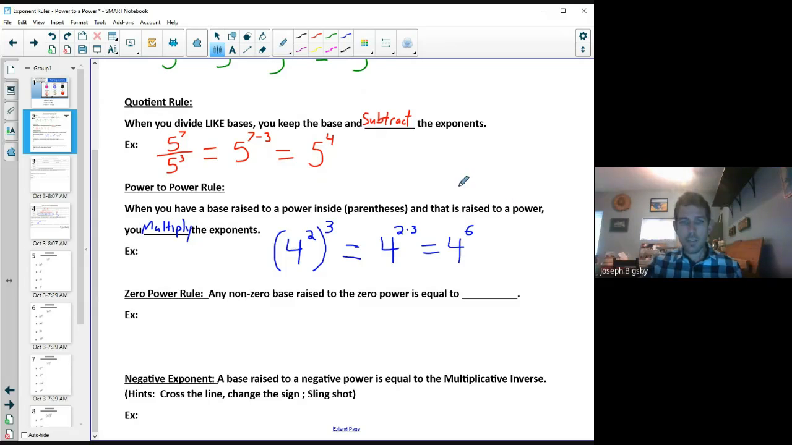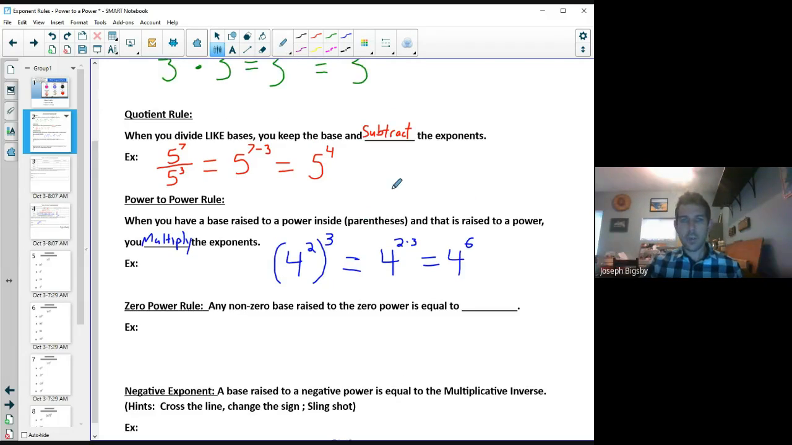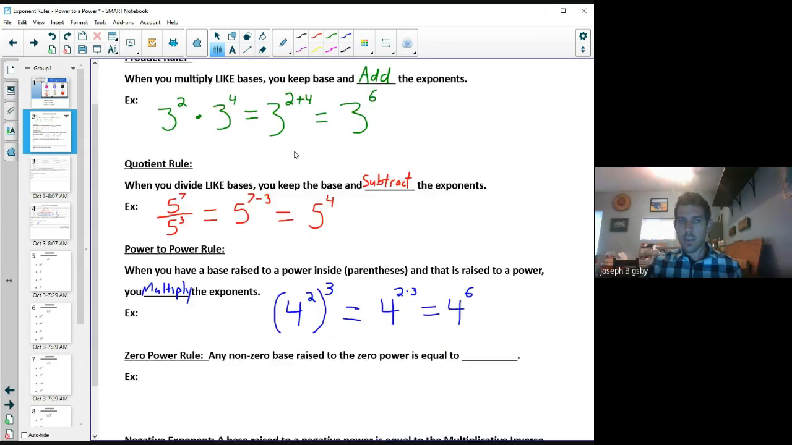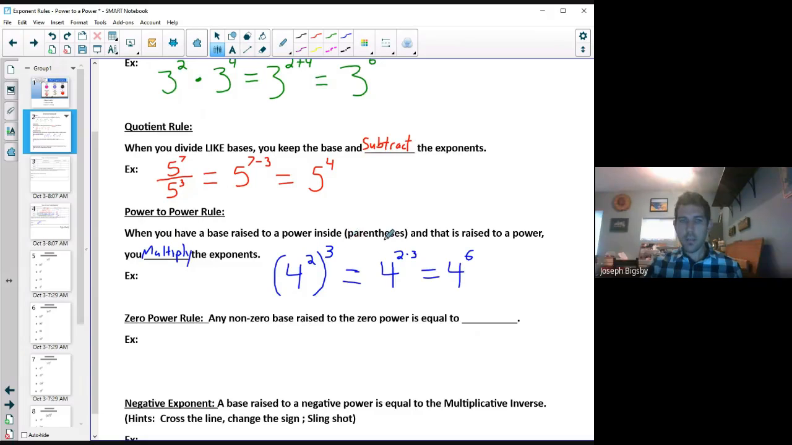It's very common for students to make the mistake and accidentally add these two, especially after we did the product rule when we were adding the exponents. But it's important to differentiate between the two. When multiplying like bases, you add the exponents, but when doing power to a power, you multiply the exponents. So there's the difference.